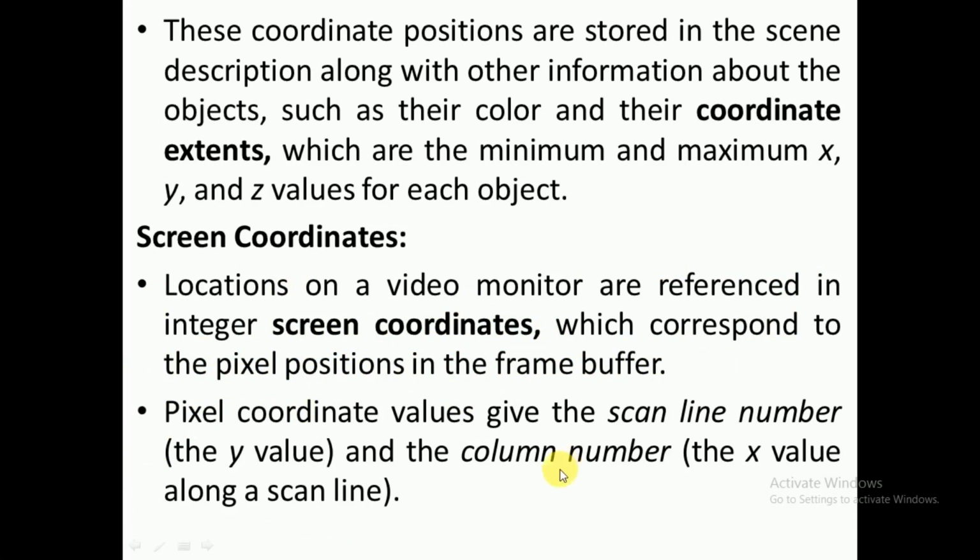Then pixel coordinate values give the scan line number, the y value, and the column number, the x value, along the scan line. As I told you, a pixel is nothing but x and y. X represents the column number, and y represents the row number.